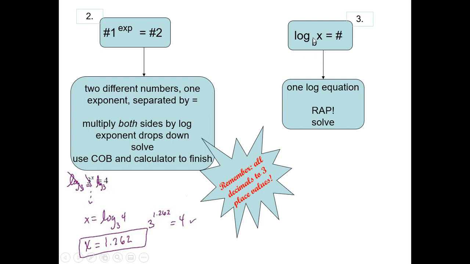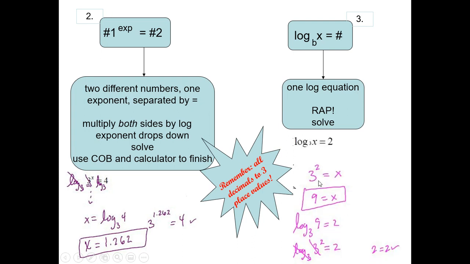If I have the reverse of that, I have log base b of x is equal to some number. Well, remember base to the outie is equal to the any. So if I have log base 3 of x is equal to 2, that tells me that 3 squared is equal to x. 9 is equal to x. Log base 3 of 9 is equal to 2, and indeed 2 does equal 2. So that does indeed check out.